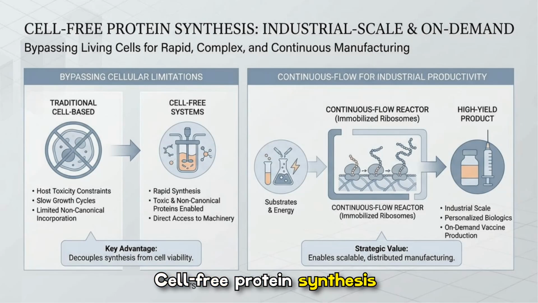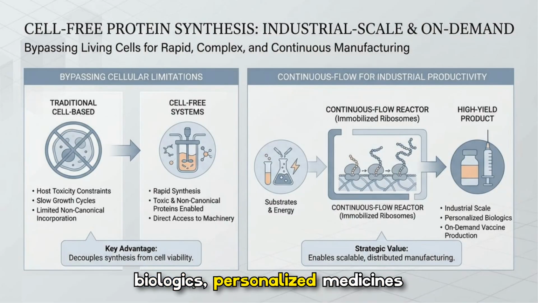Cell-free protein synthesis decouples production from living cells, enabling rapid expression of complex or non-canonical proteins and direct integration with machinery and downstream processes. Continuous flow reactors with immobilized ribosomes scale this approach for industrial throughput, offering strategic advantages for on-demand biologics, personalized medicines, and vaccines by simplifying manufacturing constraints and shortening time to product.